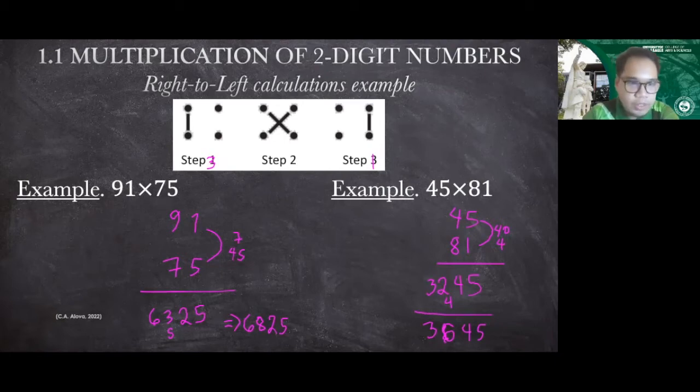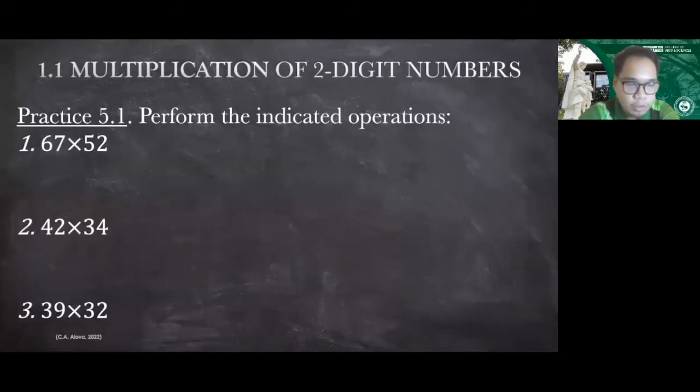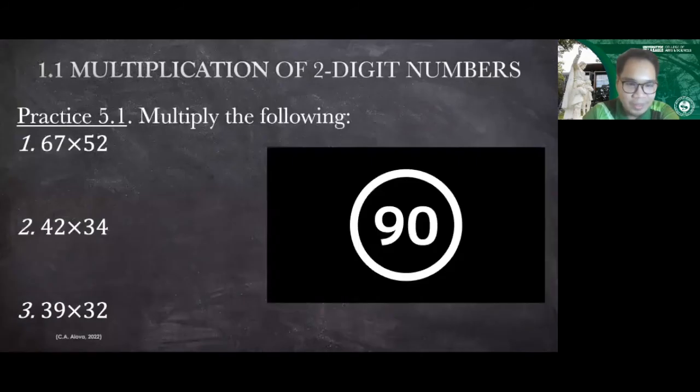Now, what I'm going to do is give you a practice this time. So you are to perform the indicated operations. It depends on you whether you want to do it from left to right or right to left. And I'll be giving you 1 minute and 30 seconds to do so. So let the timer begin.